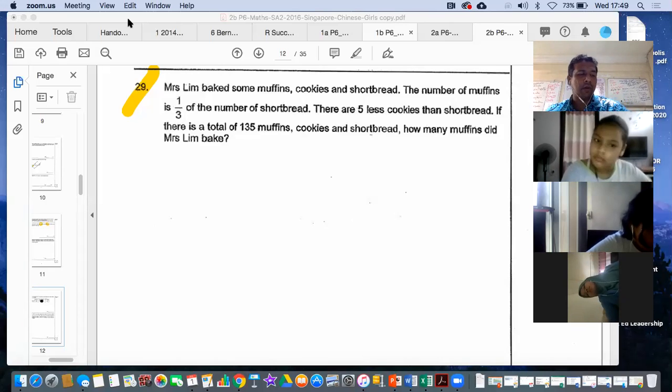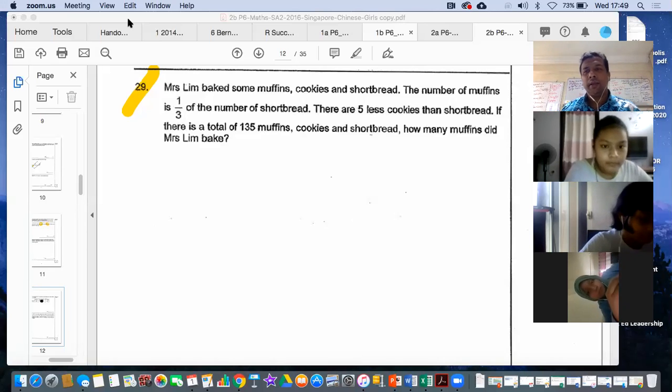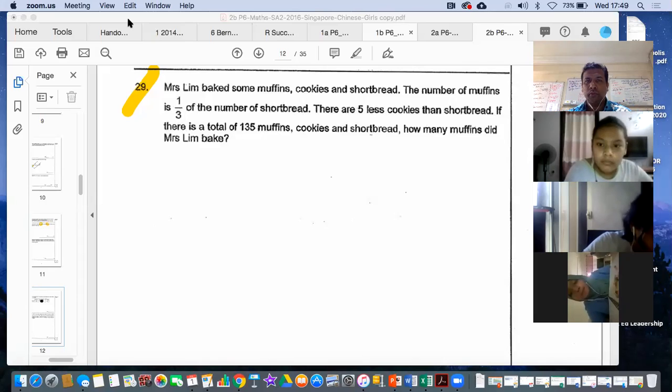The answer 20 is correct, but let us see how you do. You got to draw the model. If you don't draw the model, it's going to be difficult.